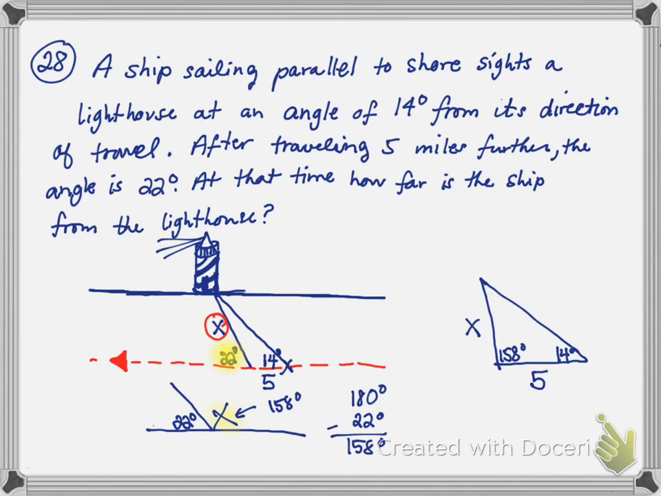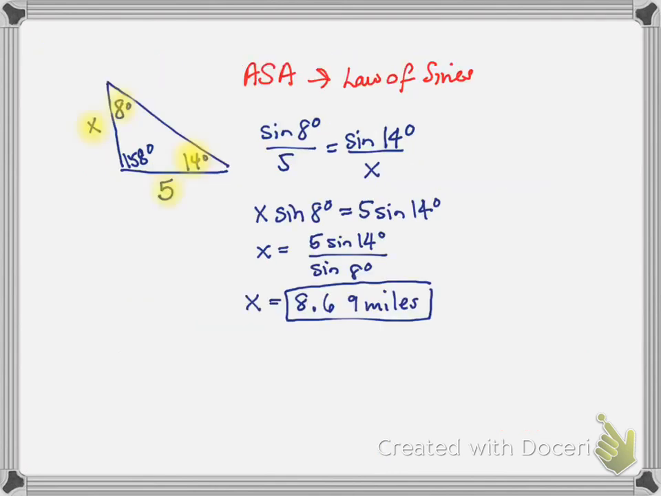Okay, so now that we are set up, if you look at what you're given, you are given angle, side, angle. Angle, side, angle gives us the law of sines. So I'm going to take the sine of 8 degrees over side 5, equals sine of 14 degrees over side x.